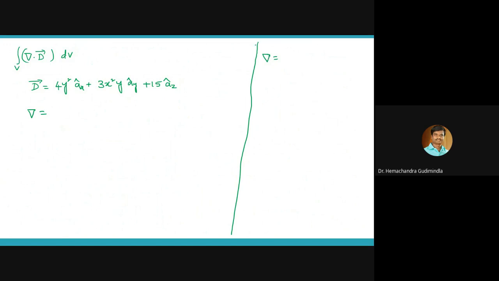And curl is there, whether the field is rotational or not, that you can verify. Anyway, here del is just differentiation. Del is nothing but differentiation. You can write it here: dou by dou x along the x direction, x cap, plus dou by dou y, ay cap, plus dou by dou z along the z direction. This is the del value.